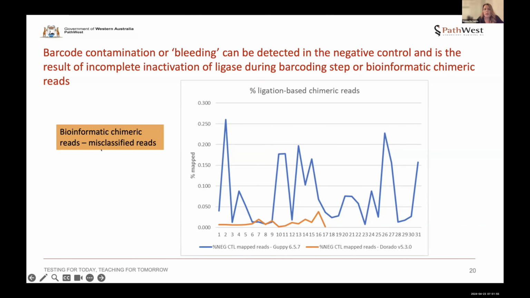So these contaminating reads that we saw in our negative control were really due to these bioinformatic chimeric reads, which occur due to the fact that when one strand fragment of DNA that has, say, barcode 1 moves through the pore, a second fragment of DNA with a different barcode moves through that pore quickly, and the bioinformatics can't tell between the two different strands of DNA. So it pieces them together as one strand of DNA.